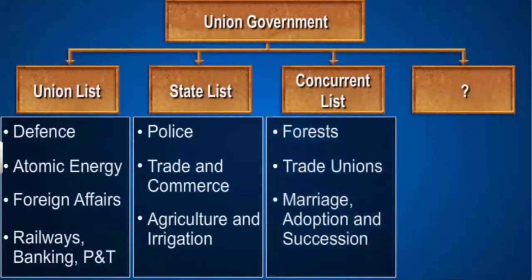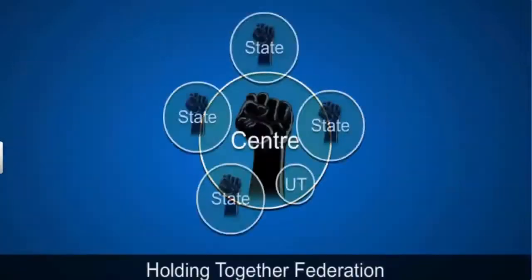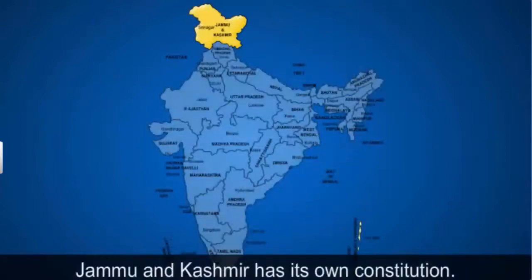There are some subjects that do not fall under any of the lists or came up after the Constitution was made. These are known as the residuary. The Union government has powers to make laws on these residuary subjects. For example, computer hardware and software. A holding together federation does not give equal powers to its constituent units, which means that all states of the Indian Union do not have identical powers. States like Jammu and Kashmir enjoy a special status with its own constitution, and many provisions of the Indian Constitution are not applicable to the state.